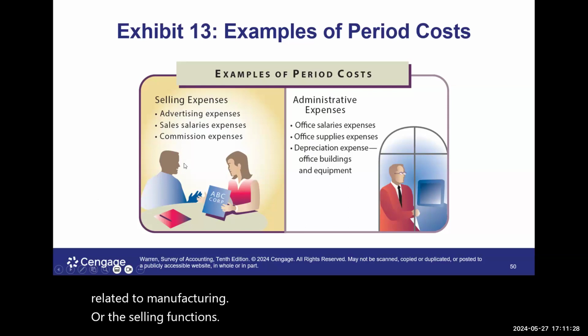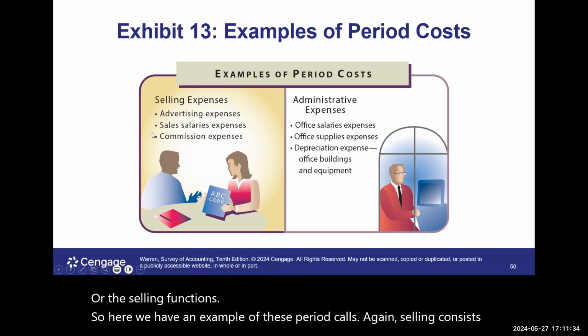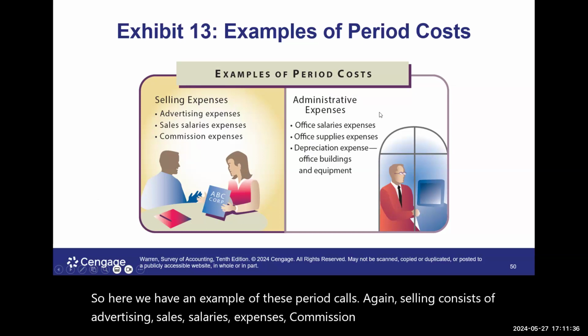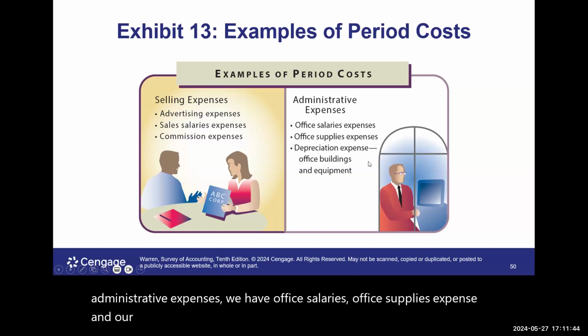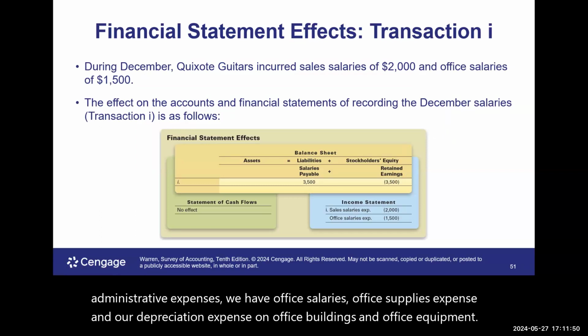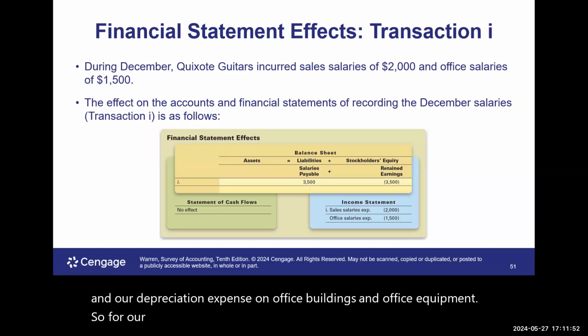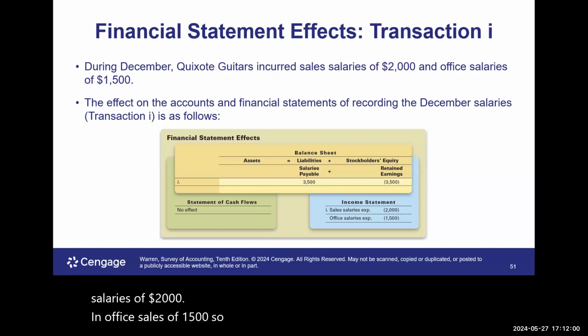So here we have an example of these period costs. Again, selling consists of advertising, sales salaries expense, and commission expense. And for our administrative expenses, we have office salaries, office supplies expense, and our depreciation expense on office buildings and office equipment. So for our transaction I, it says during December, Q Guitars incurred sales salaries of $2,000 and office salaries of $1,500. So there's a total salaries expense of $3,500, $2,000 plus $1,500.